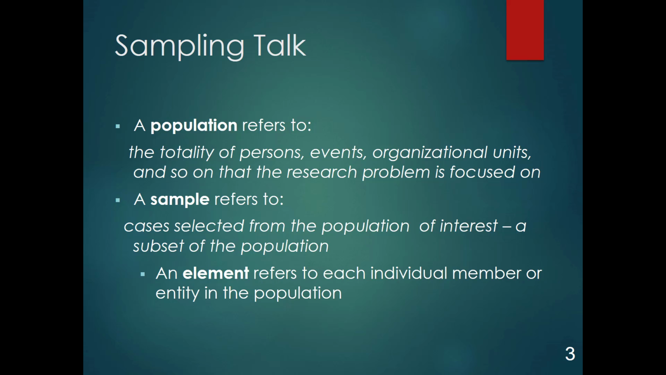So when we say population, what do we mean by that? A population is the totality of persons, events, organizational units, and so on that the research problem is focused on. The sample is a subset of that population. As one example, if the researcher was conducting a study at A&M Commerce, the population would consist of the entire student body. Any subset of that population, for example, if the researcher just selected 100 students at random, would be considered a sample.